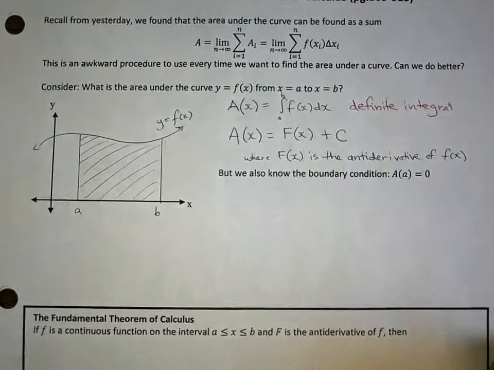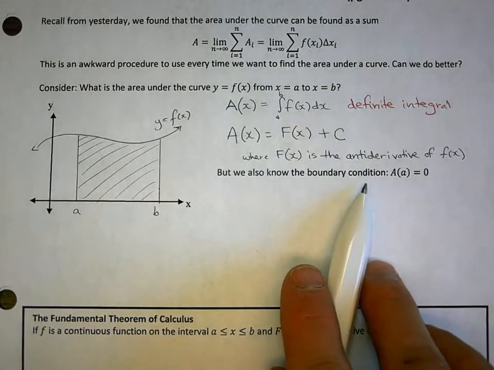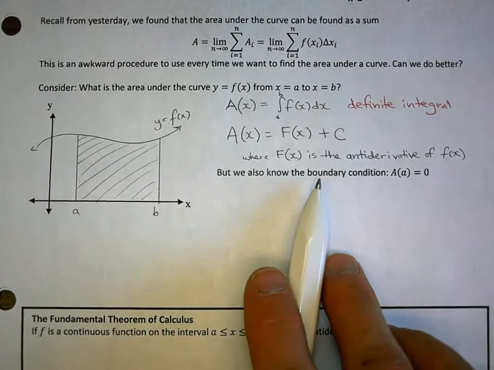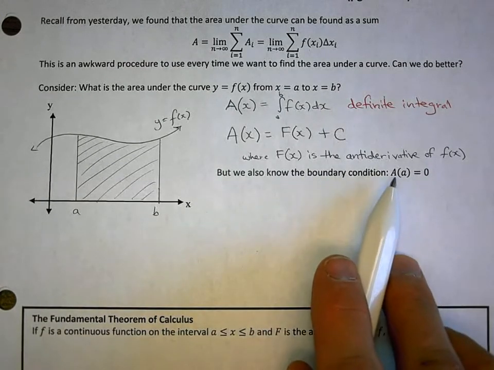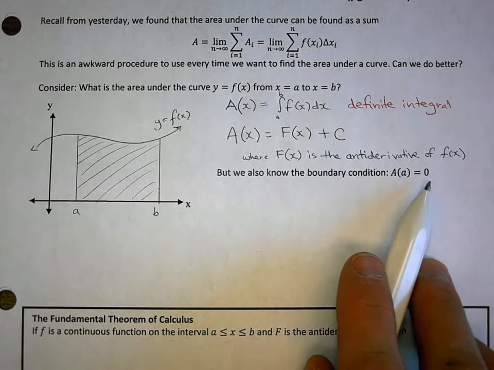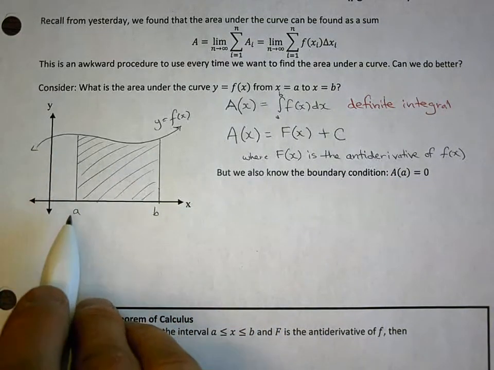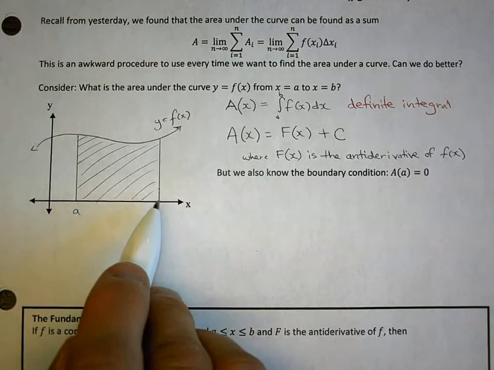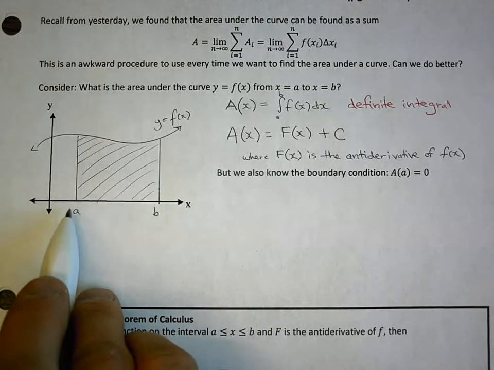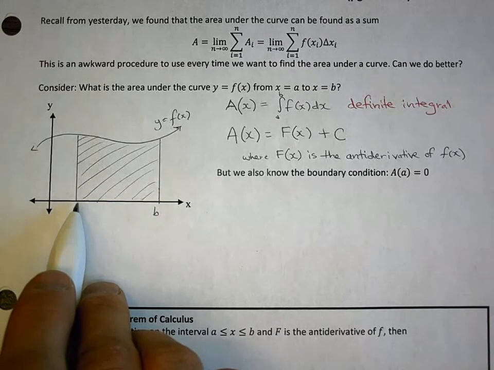Okay, but we also know the boundary condition, and this is great because we know all about boundary conditions from our second lesson in this chapter. We know that the area when x equals a is 0, because think about it. The area from a to a is just 0. The area when x equals b is a lot, but the area when x equals a, well, from a to a then is just 0.